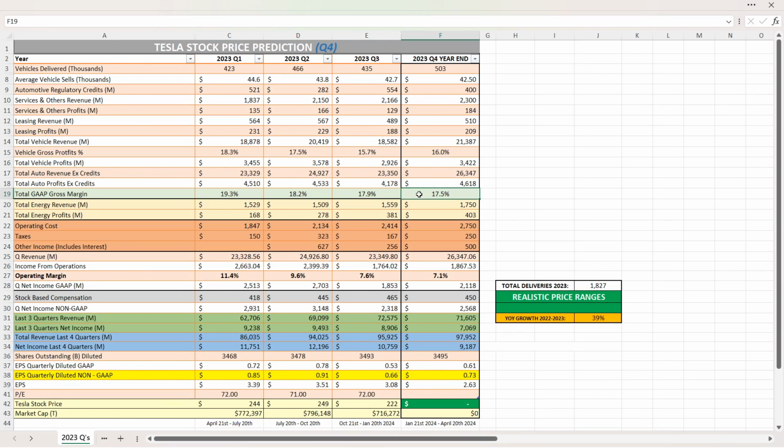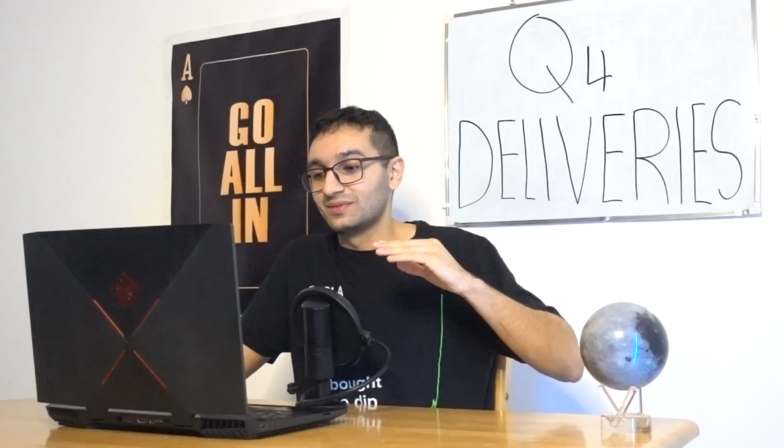We've got the total GAAP gross margin at 17.5%, so even less than Q3. That is a sheesh moment right there. We got the total revenue being over $26 billion, again beating all the quarters in 2023. Income from operations beating Q3, but not Q2 or Q1. Operating margin is continuing to go down. I put this on Twitter when I was making these calculations, which is absolutely insane. Even with 16% vehicle gross profits and over 500,000 vehicle deliveries, we're still getting lower operating margin. That means it hasn't bottomed yet. That means that's not good for the stock.